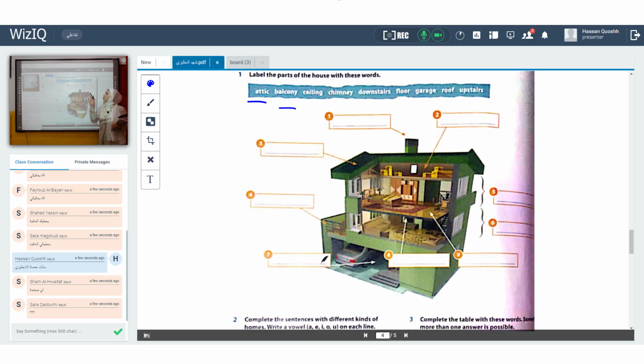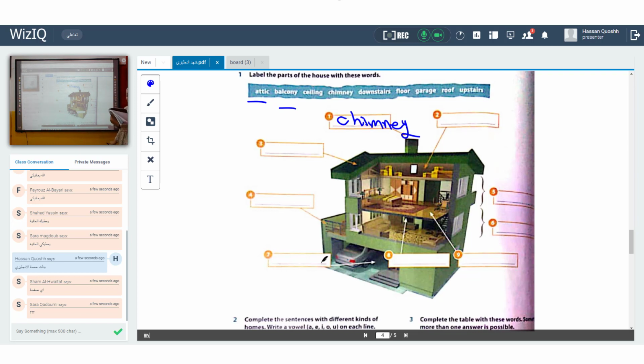Now, label the parts of the house with these words. We have words we'll label at the house. The first one. Who can tell me? The first one. I'll look at your answer. Who can tell me the first one? Okay, the first one, yes, excellent. Excellent. Thank you for your answer, Sarah or Dana.